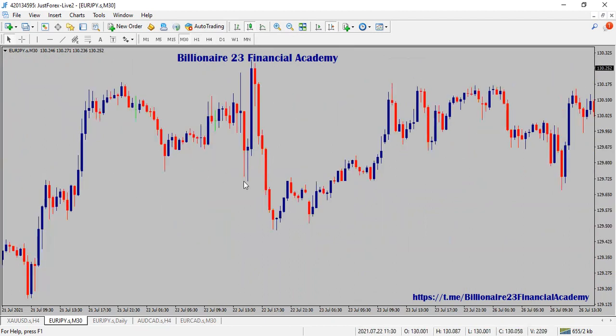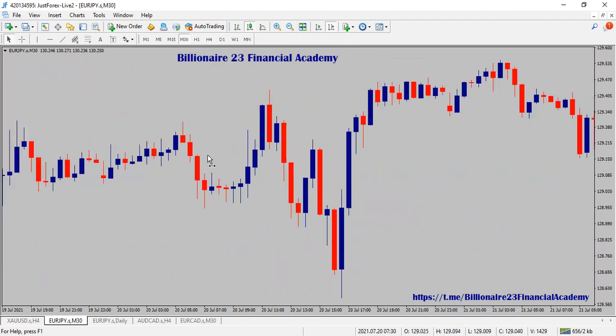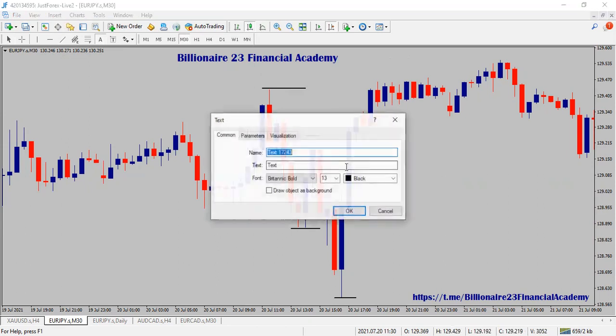All right. On the 30-minute chart, we have a lower high, lower low, lower high, and so on and so forth. Lower low, lower high, lower low, lower high, lower low, and then we'll look for the change in trend shortly.